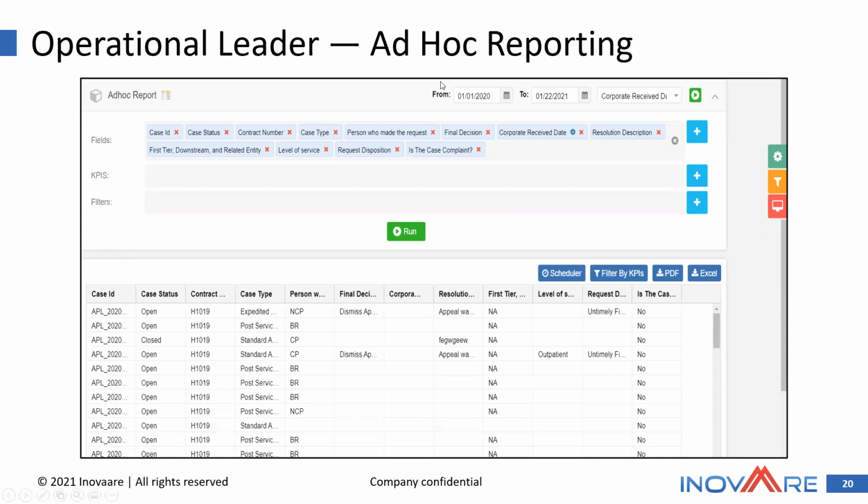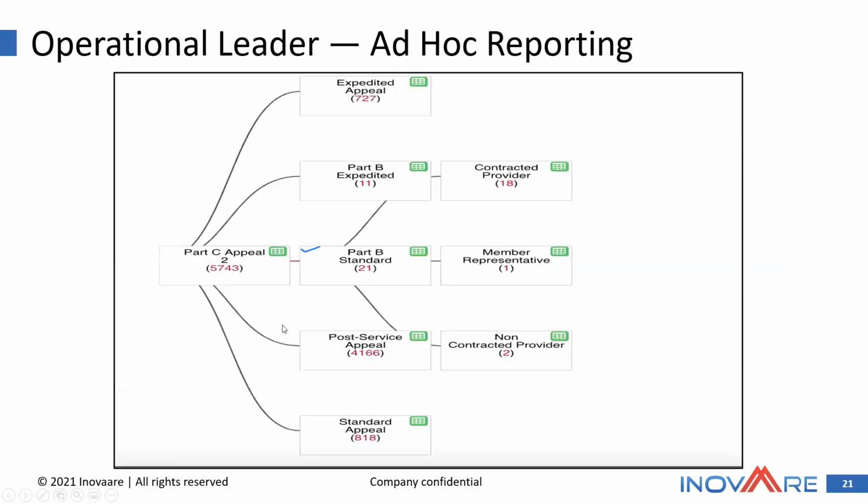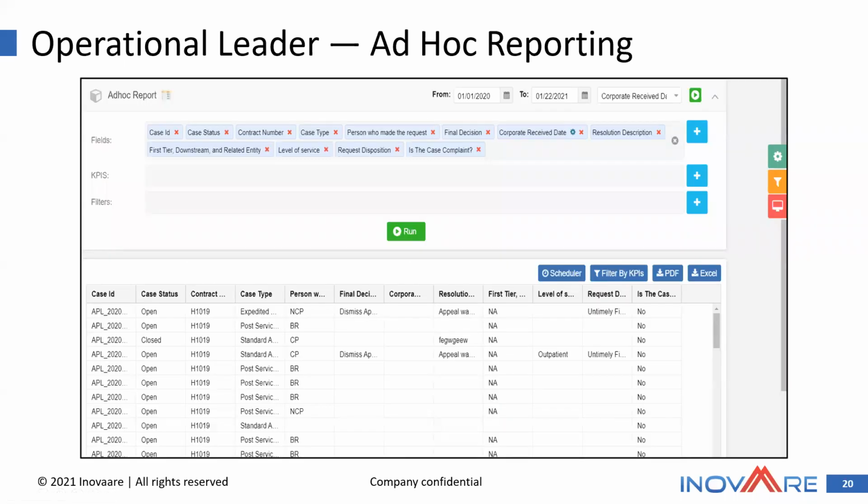And then you'll notice that there's an area for fields. You can add any field that you want that's in your database. And then on those fields, you can filter whatever values that you want. So specifically, maybe there's a value in particular that you're looking for. You can run it. You can schedule it. You can filter by certain KPIs that you've established. And so you can send it to PDF or Excel, like I mentioned.